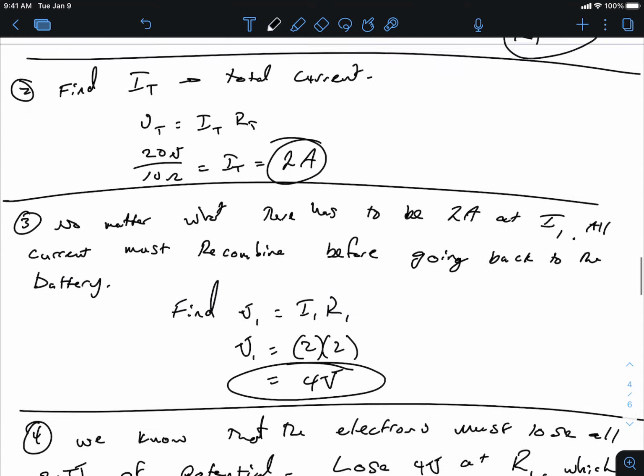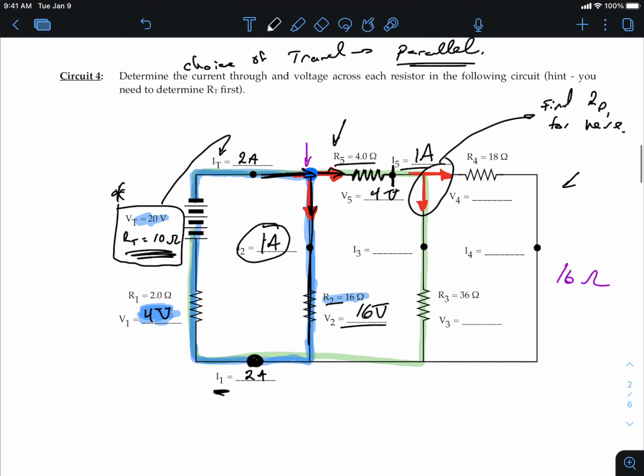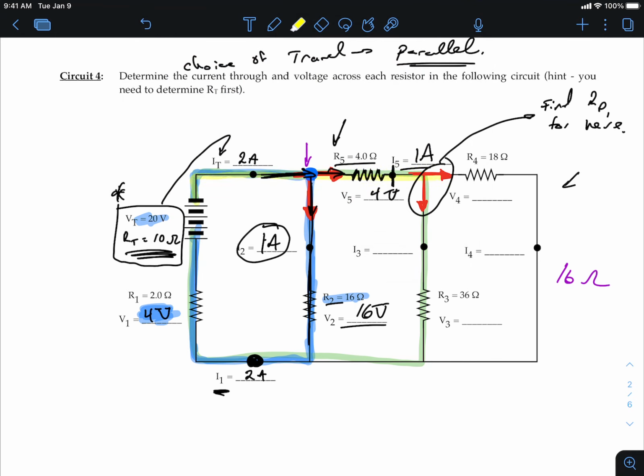You can fill that in. Okay. Now the last little tricky bit is how much current went along the green path and how much current went along the yellow path. That's kind of the last hard part of this question that we've got to answer, right?